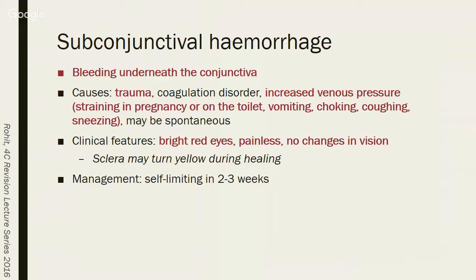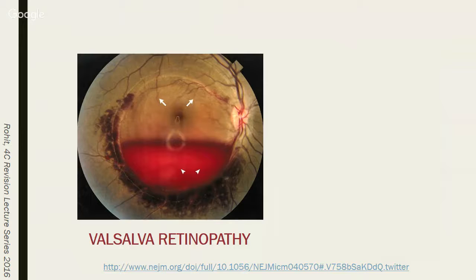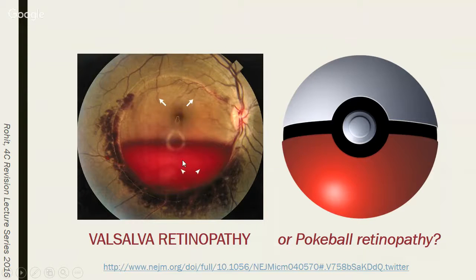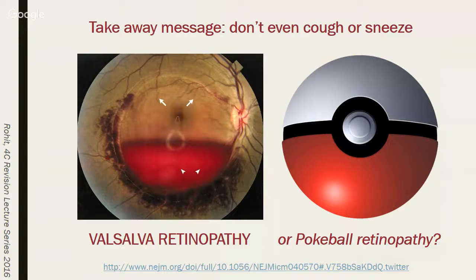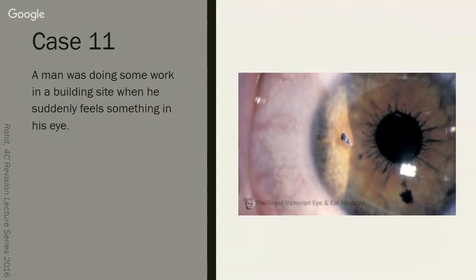And all this increased venous pressure, so straining on the toilet, vomiting, choking, coughing, sneezing, can have a lot of other impacts too. So you can have this problem in the retina as well, which is called Valsalva retinopathy, or I like to think of it as a pokeball retinopathy. It looks very similar to a pokeball. And I guess the take-home message is to not sneeze and cough, because it can really mess you up. So that's what I learned from ophthalmologists when I did my ophthalmology clinic.